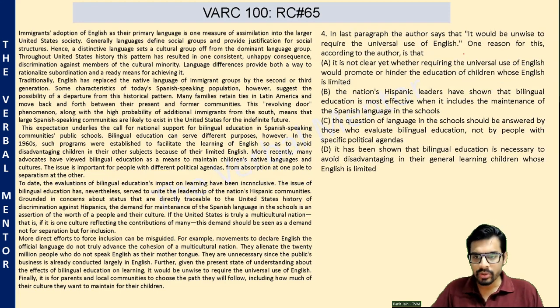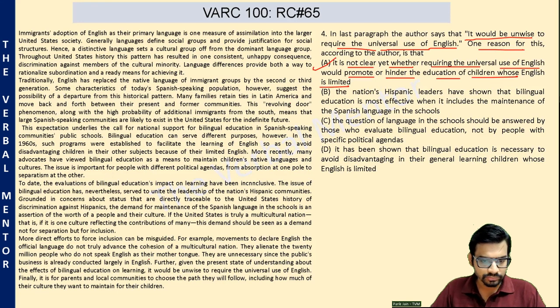Okay. In the last paragraph, the author says that it would be unwise to require the universal use of English. Why would it be unwise to require the universal use of English? One reason is that it is not clear whether requiring the universal use of English would promote or hinder the education of children whose English is limited. This is true. How do we know? Further, given the present state of understanding about the effects of bilingual education on learning, it would be unwise to require the universal use of English.